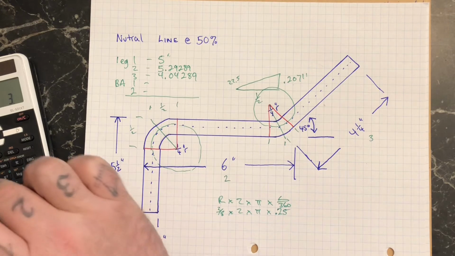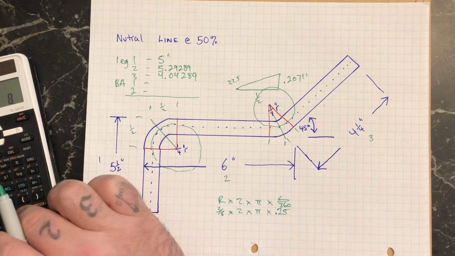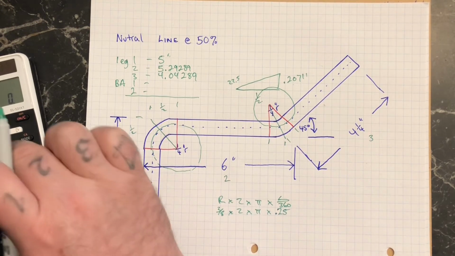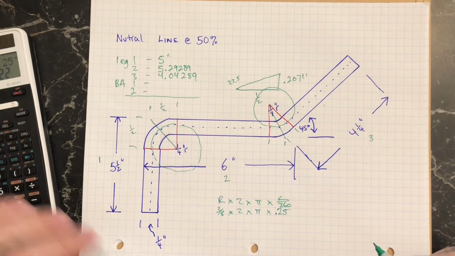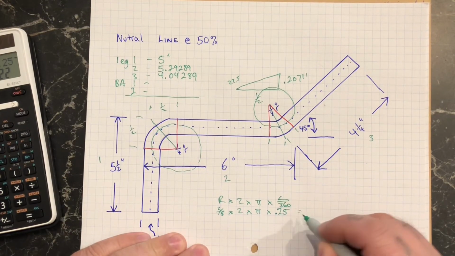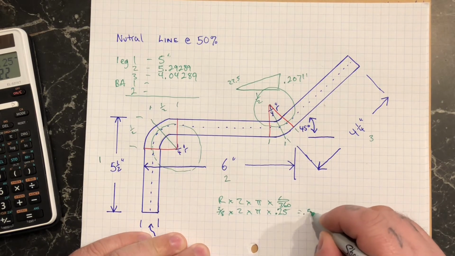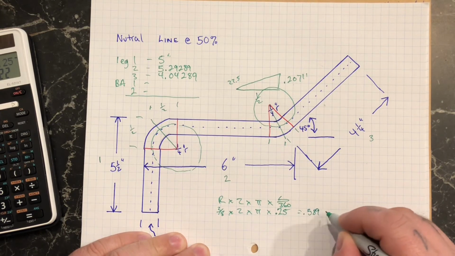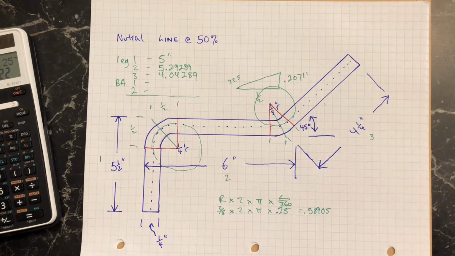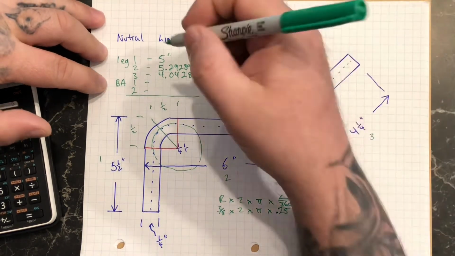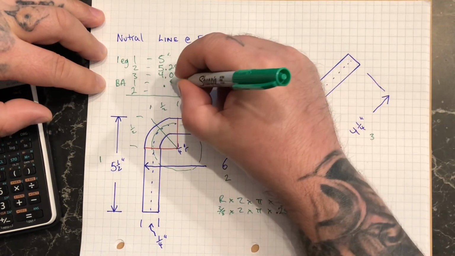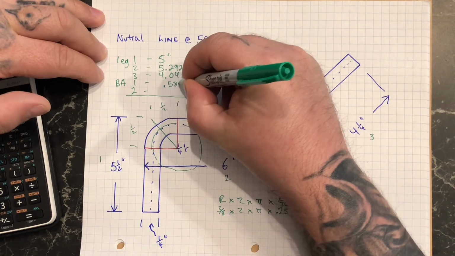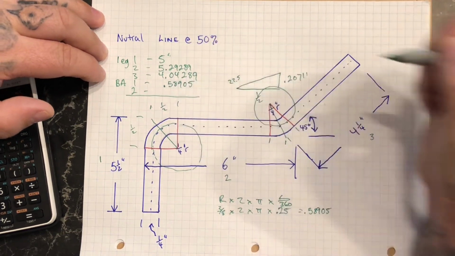Now do that on my calculator. Times 2 times pi times 0.25 equals. So this bend allowance is 0.58905. The decimal goes on longer. I'm just going to round it off. I think that's enough spaces. So this one here is going to be 0.58905.